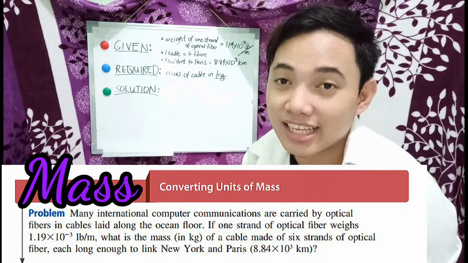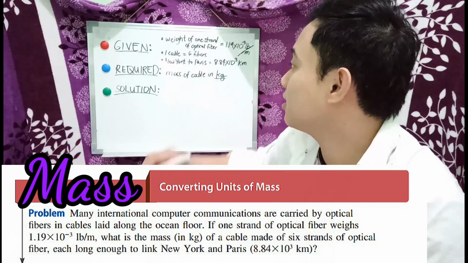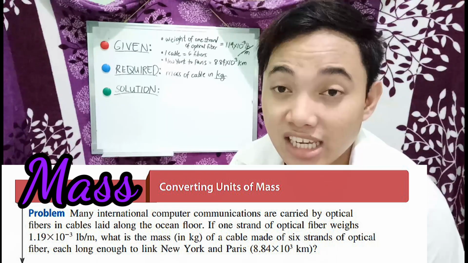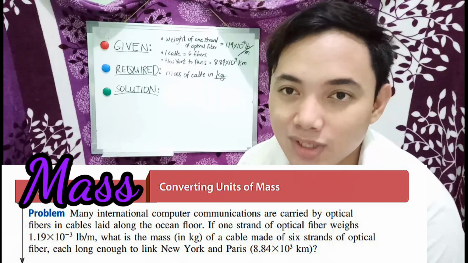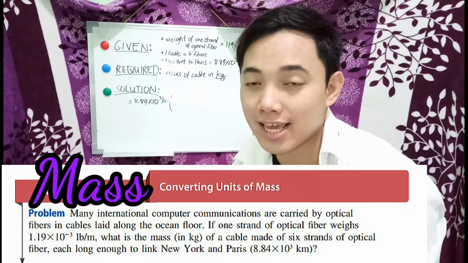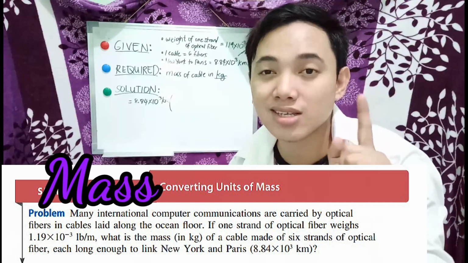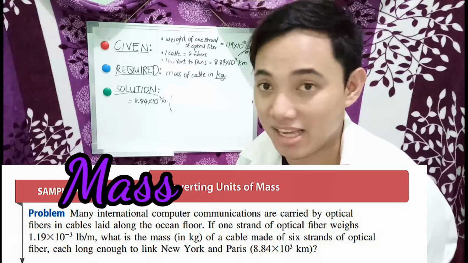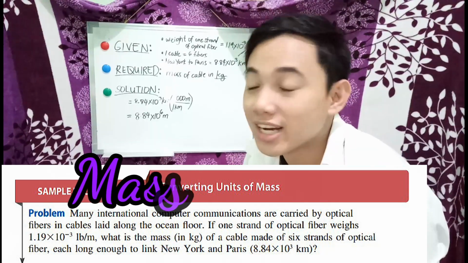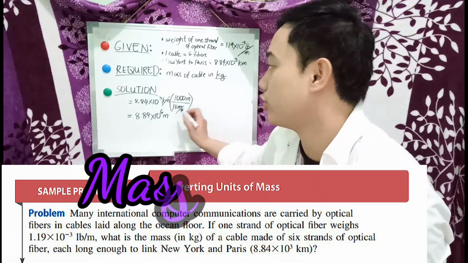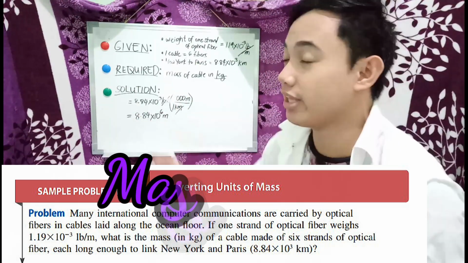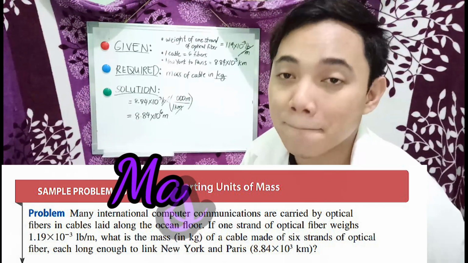So, yung uunahin natin i-convert is yung 8.84 times 10 raised to the power of 3 kilometers into meters. Yung conversion factor niya is, in 1 kilometer, there is 1,000 meters. So, para ma-cancel out natin yung kilometers, meters yung matitira. While doing the calculation, magka-cancel out natin yung kilometer. So, meter na yung matitira. And then, yung sagot niya is 8.84 times 10 raised to the power of 6 meters.